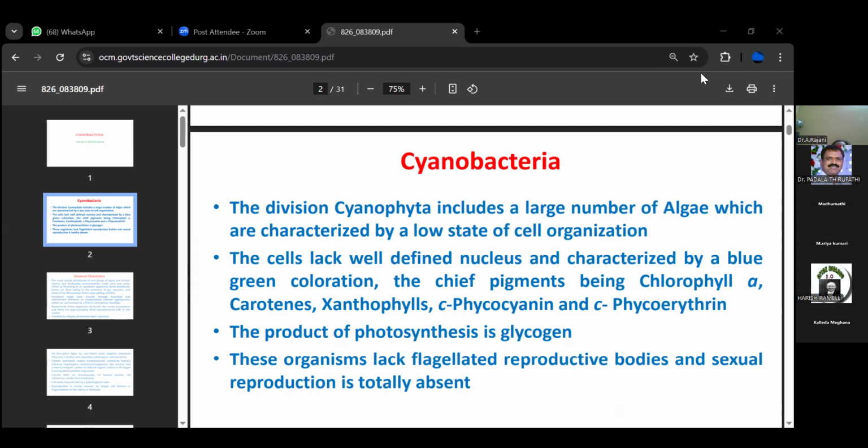Here, many scientists divide this cyanobacteria between eukaryotic and prokaryotic. This is a division of microorganisms that are related to bacteria but are capable of photosynthesis. See, not all bacteria are found to photosynthesize. Only a few bacteria undergo photosynthesis. That's why they are called photosynthetic bacteria. The best example, anyone?